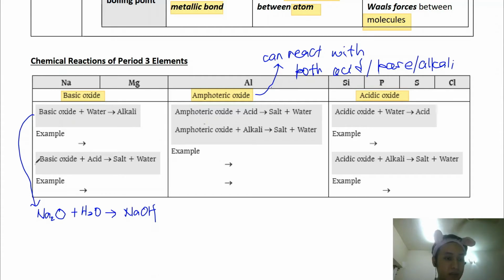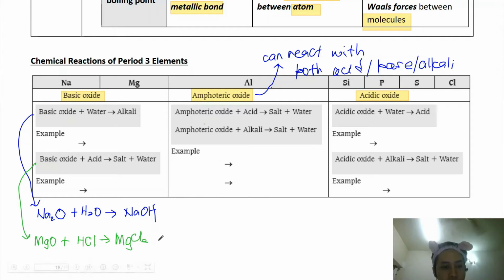Second example here, basic oxide. If I react with acid, I get salt and water. So let's say, for example, I'm taking magnesium oxide, and then if I react with hydrochloric acid, what I will get is magnesium chloride, MgCl2, plus water. Again, this is not balanced. You need to balance the equation. So those are the two examples of reactions of your basic oxide.